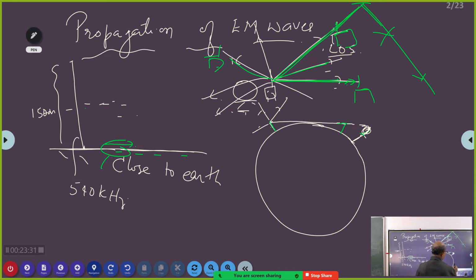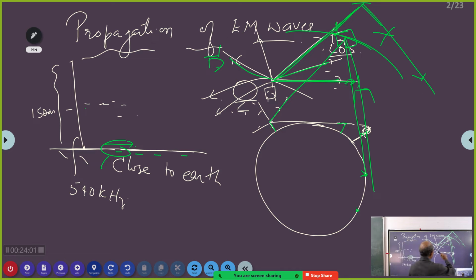Now, supposing you want to receive the signal here. Now, you can't have line of sight. Then you will go for this, as I told you yesterday. And now if there is ionosphere, then it can get reflected, and you can still reach this point. Got it? But if it is here, then even the ionosphere cannot help you.